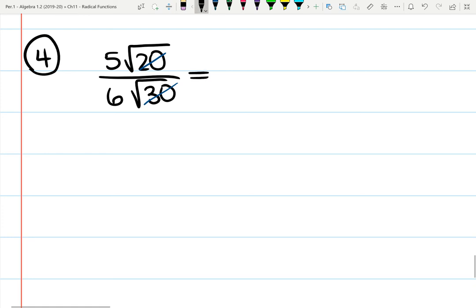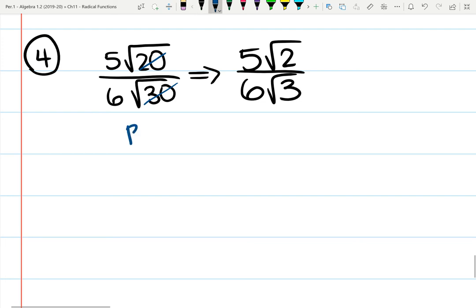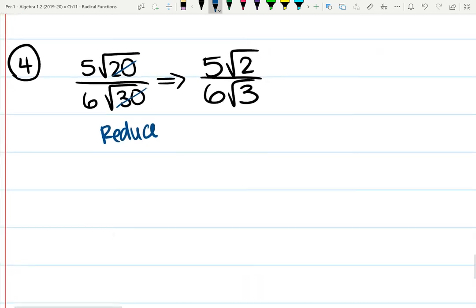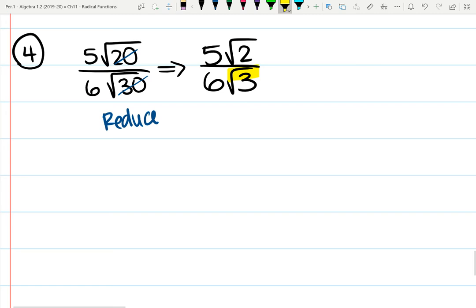So if you think about what this becomes, I now have 5 radical 2 and 6 radical 3. All right, all I'm doing here is reducing. Now I'm stuck because I cannot have this square root, this radical in my denominator. Can't do that. So how do I get rid of it? Again, we're going to multiply top and bottom by that square root. In this case, radical 3. Multiply top and bottom by radical 3. That way we get rid of it.